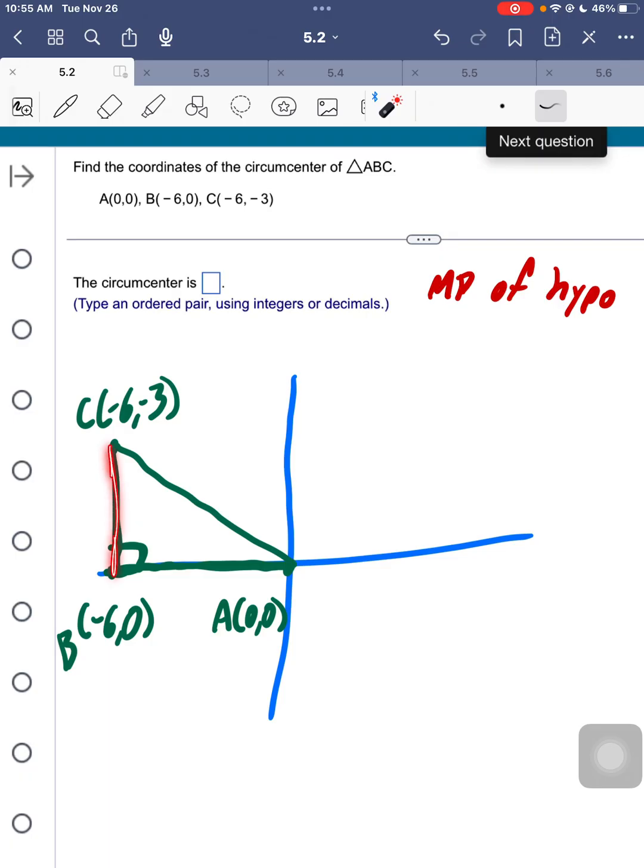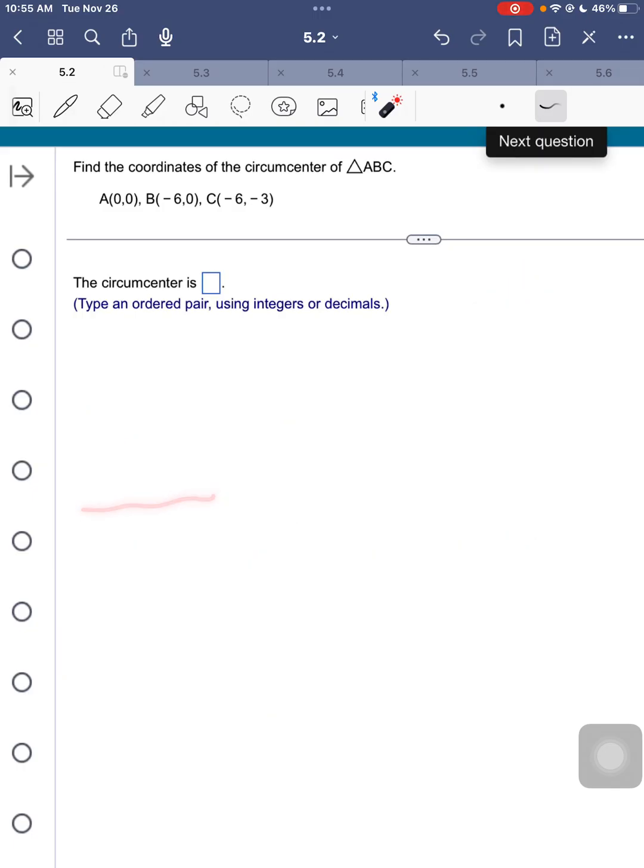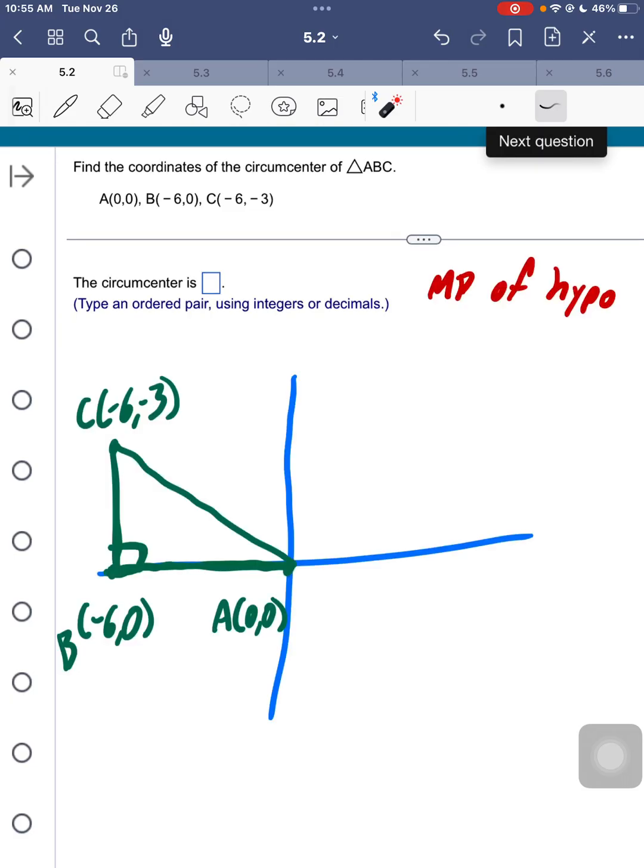So let's say I want to bisect this one perpendicularly. What is the midpoint? I know that if I'm going to bisect something, it is going to cross through the midpoint. So what is the midpoint of -6, -3, and -6, 0? That's just going to be -6, -1.5. So -6 and -1.5.